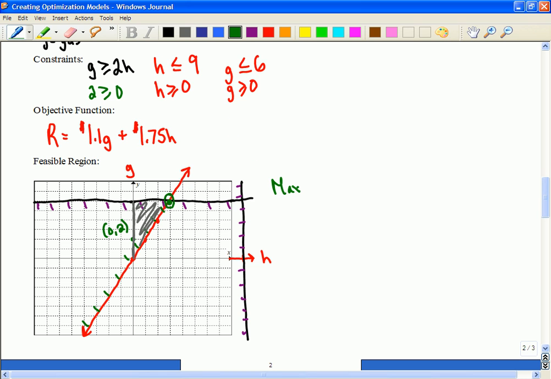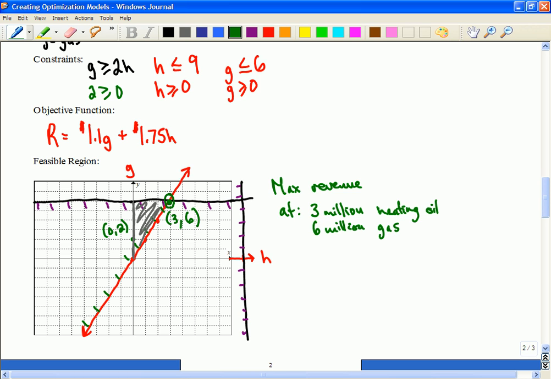So max revenue is going to be at, so that's 3 for heating oil and 6 for gasoline. So 3 million of heating oil and 6 million of gas.